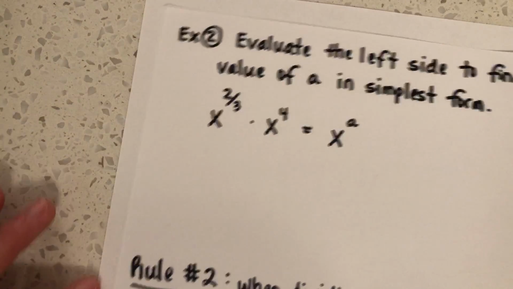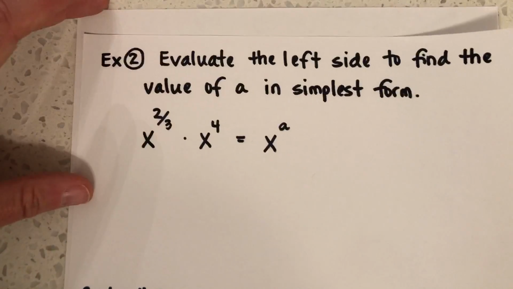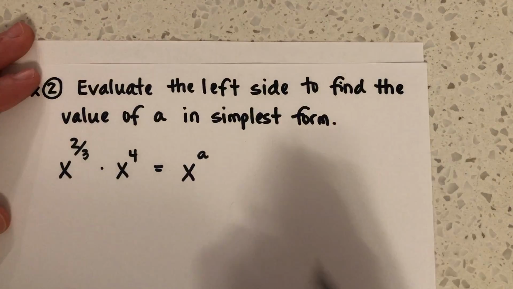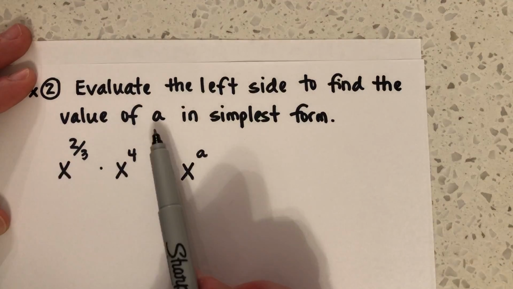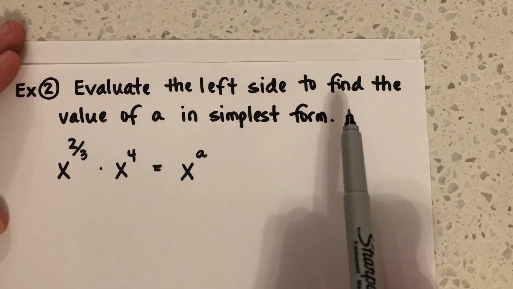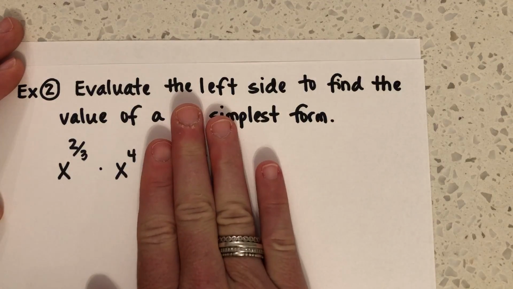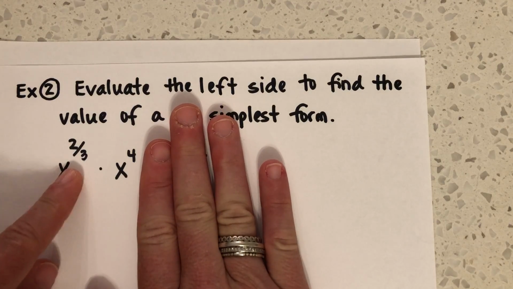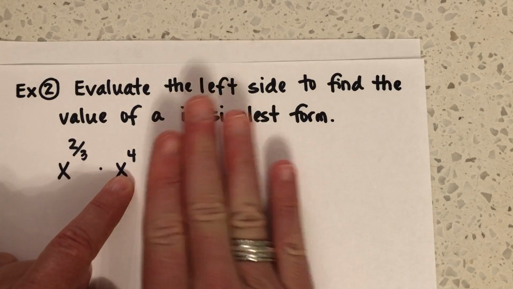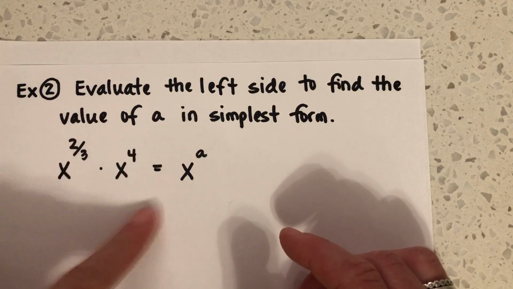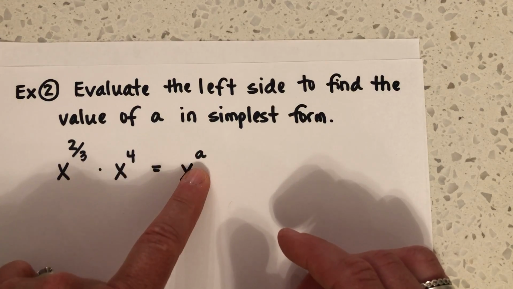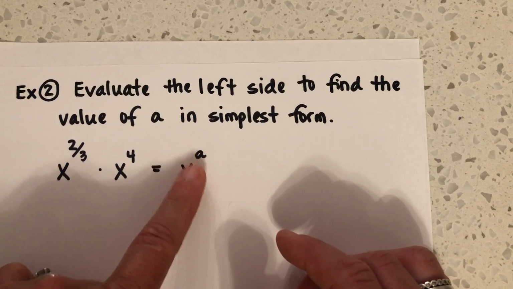Let's try this one. On the Delta Math homework, they ask you a lot of questions like this. The example says, evaluate the left side to find the value of a in simplest form. On the left side of the problem, they want you to take x to the 2/3 and times it with x to the 4th. It's going to equal x to some power. We have to figure out what power it becomes, and that power is the answer they want us to find. They want us to find what a is.